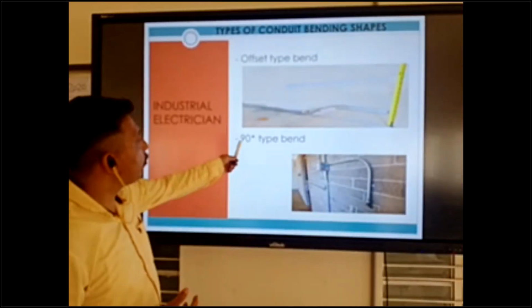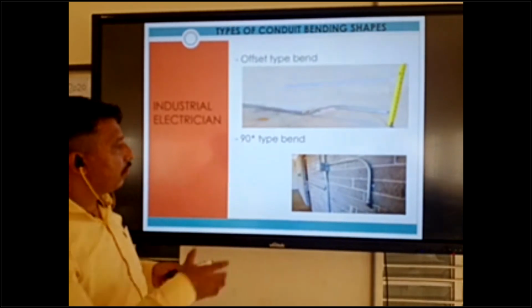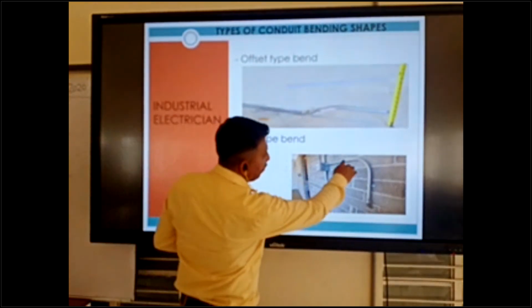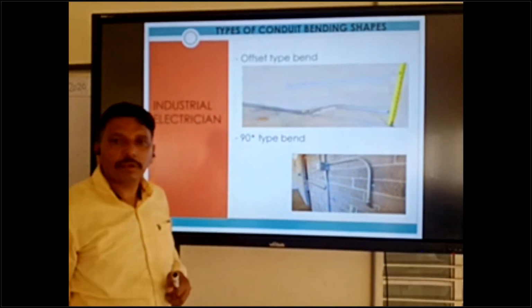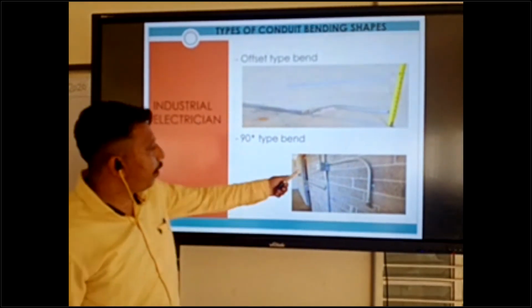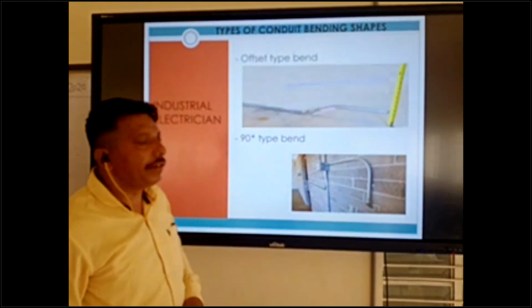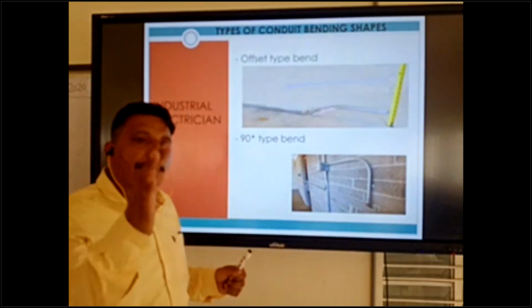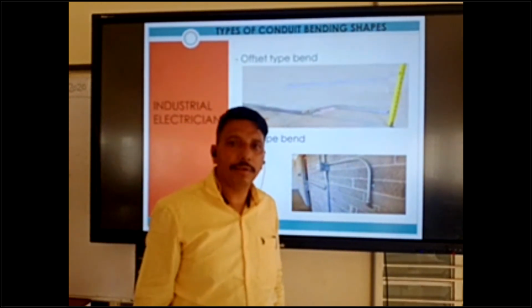90-degree type bends also. So we are making the 90. You see, we can take some points to make the 90s. So any types of bend you can bend, that time you need a pipe bender.